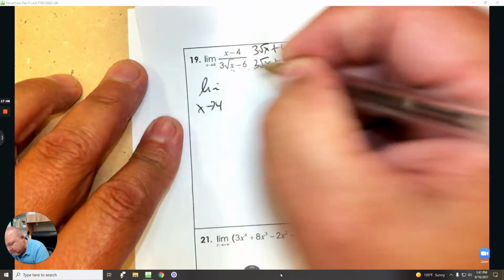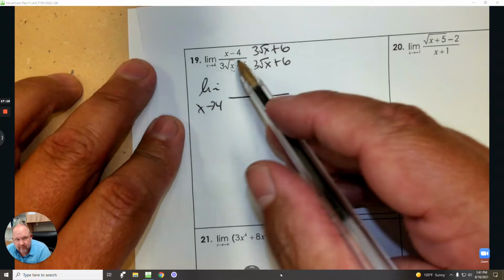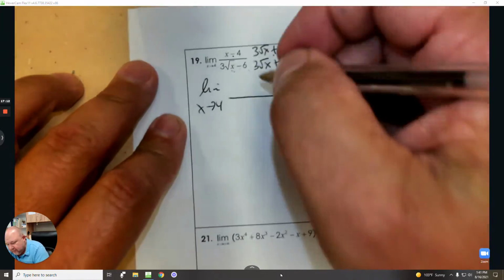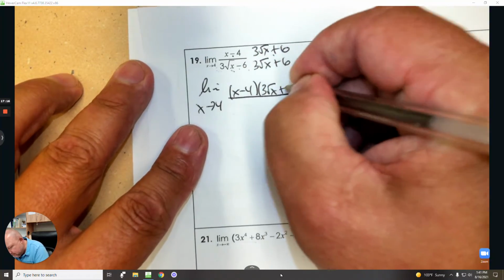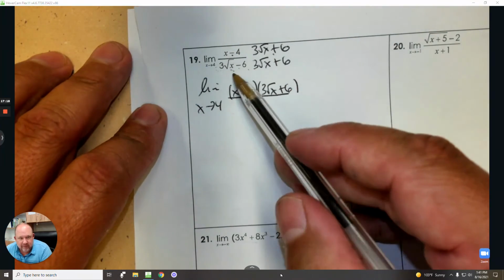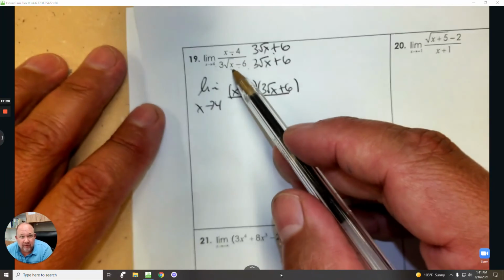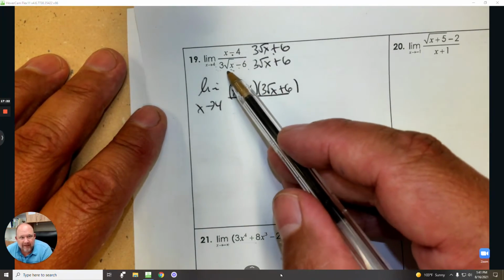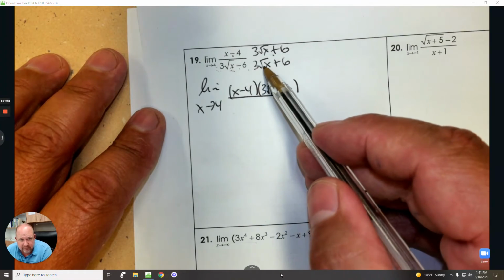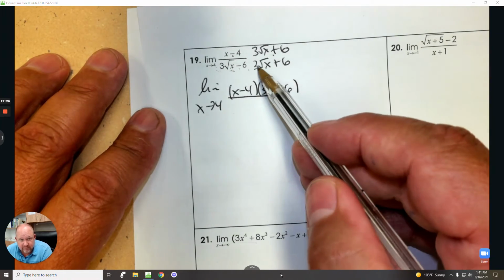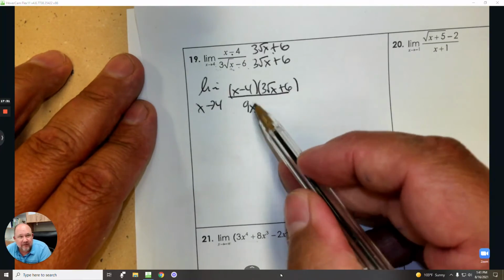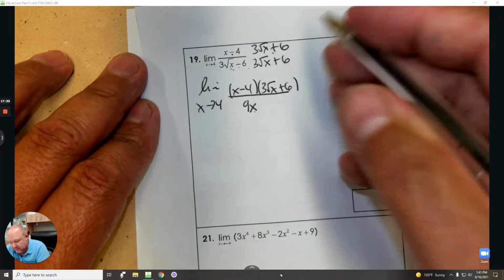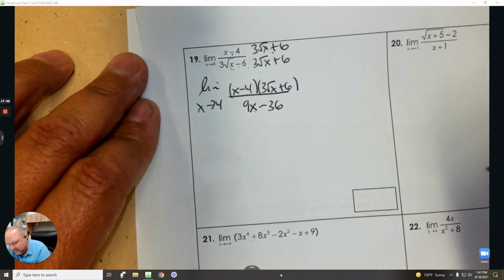So I'm going to multiply by the conjugate. The numerator, I'm just going to write them beside each other. The denominator, this is now what's called a difference of squares again. All you have to do is multiply the first term times the first term. So 3 times 3, that's 9, and root x times root x is x. And then -6 times 6 is -36.